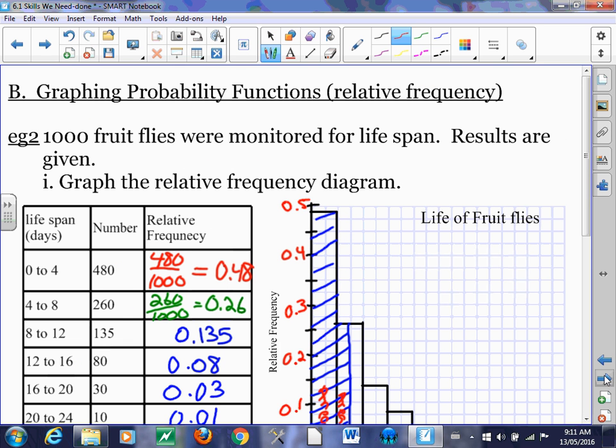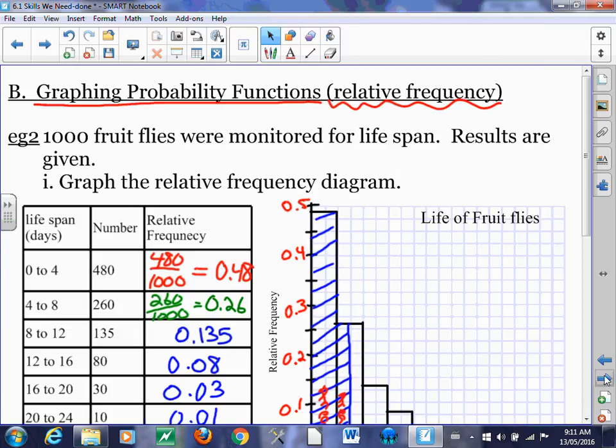Remember, when we're taking a look at graphing it, we are going to take a look at the relative frequency, because in order to create the graph, you have to have the relative frequency. So let's take a look at an example here of fruit flies. Boy, oh boy, don't have fruit flies in your locker. We took a look at 1,000 fruit flies, and they were monitored for their lifespan. Results are given. Graph the relative frequency diagram.